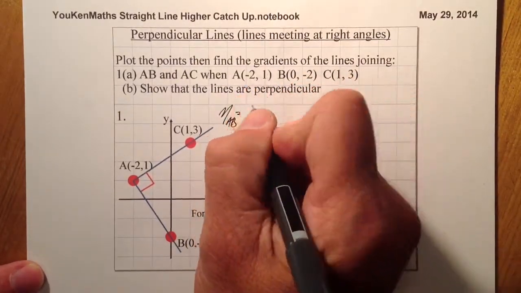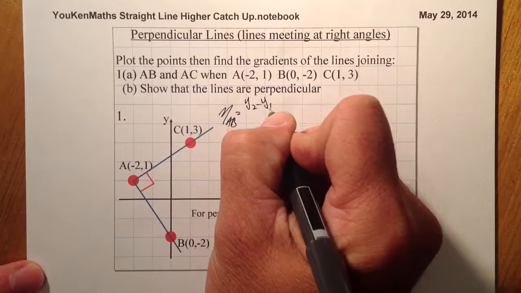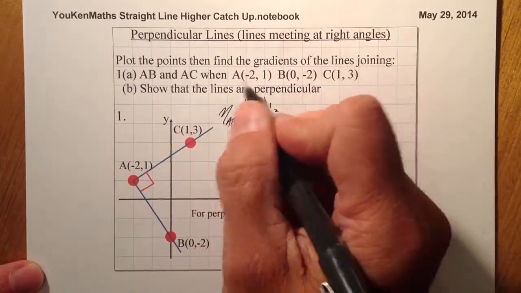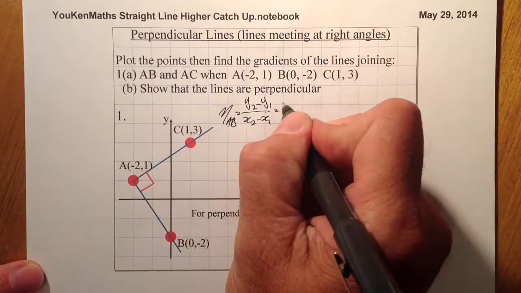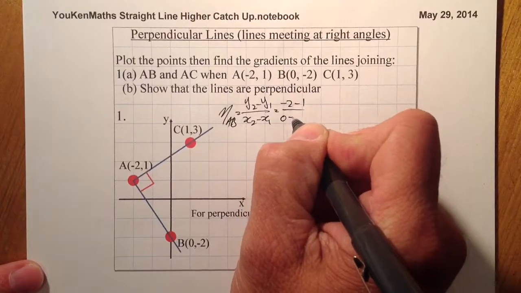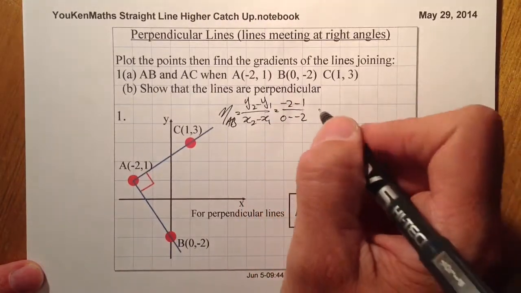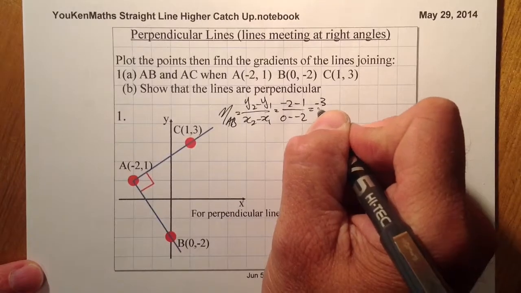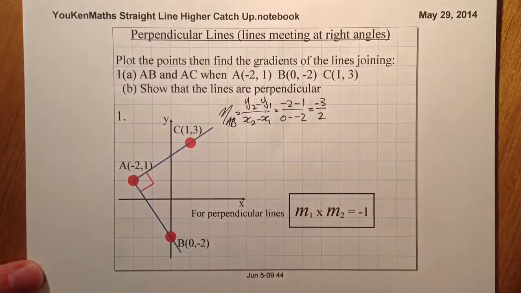What I'm going to do is use y2 minus y1 all over x2 minus x1. From there I've got minus 2, subtracting 1, and 0, subtracting minus 2. On the top I can see that's minus 3, and that's going to be over 2. So that's the gradient of AB.